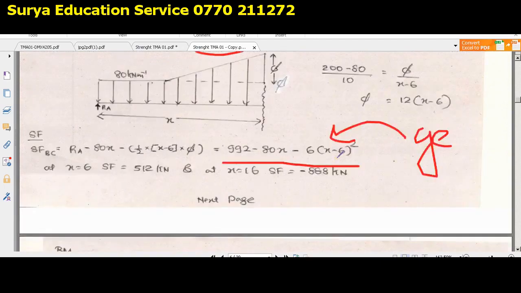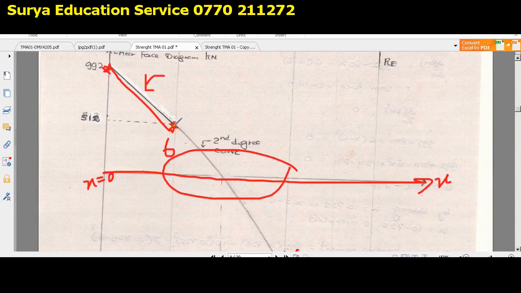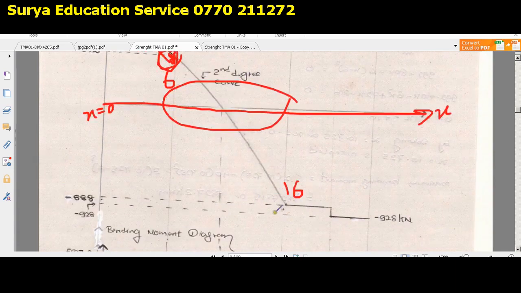Okay, so now look here, what are the two values that you found? When x equals 6, it is 512, and when x equals 16, it is minus 888. So the number one thing that you need to do is first mark that when x equals 6, the value is this. The first point of the next section and the last value of the previous section are actually coinciding. So first mark the first value according to the first limit, x equals 6. It's clear. And then what is the next value? When x equals 16, that value is minus 888, which is here.